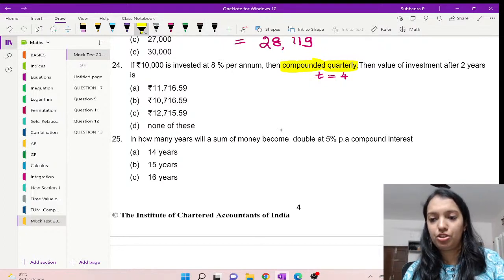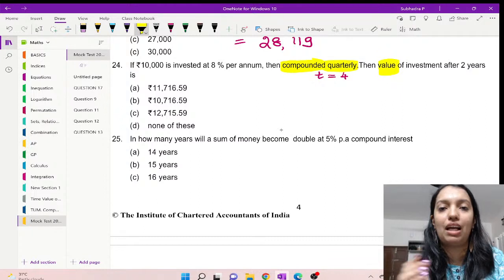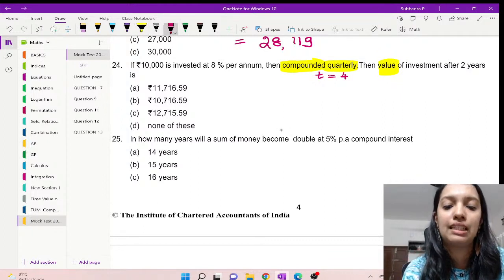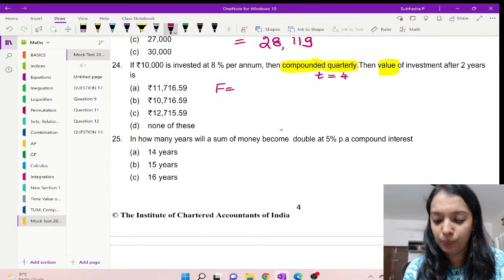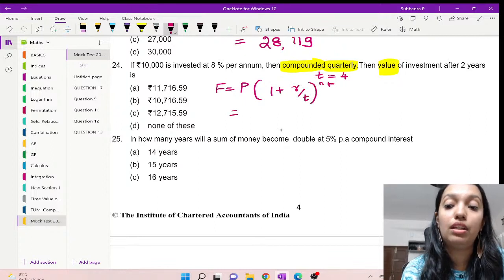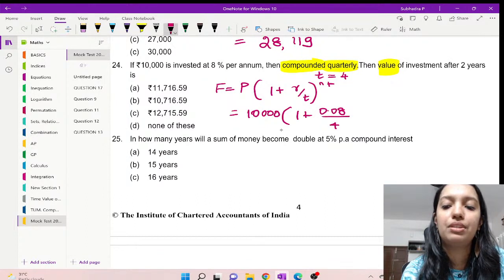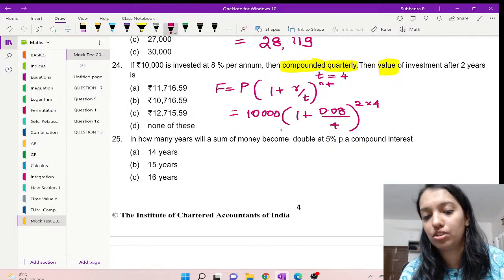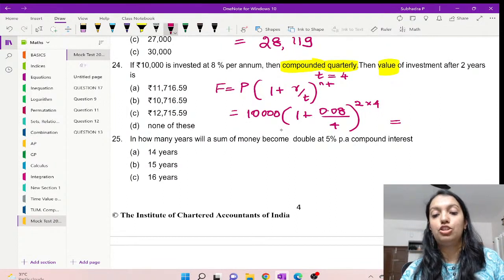So we will apply future value. Future value formula from compound interest, which is F is equal to P of 1 plus r divided by t whole power nt. Now in this case, what is P? 10,000 has been invested. 1 plus what is R? 8%, 0.08 divided by what is T? 4 times in a year. What is N? For 2 years they have invested, and in a year that is getting multiplied 4 times. So please do the calculation. Take your calculator.